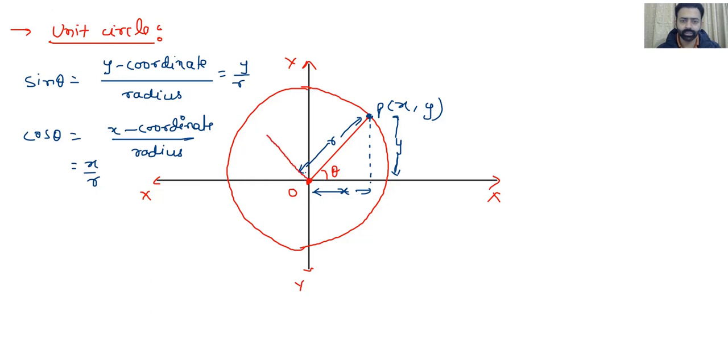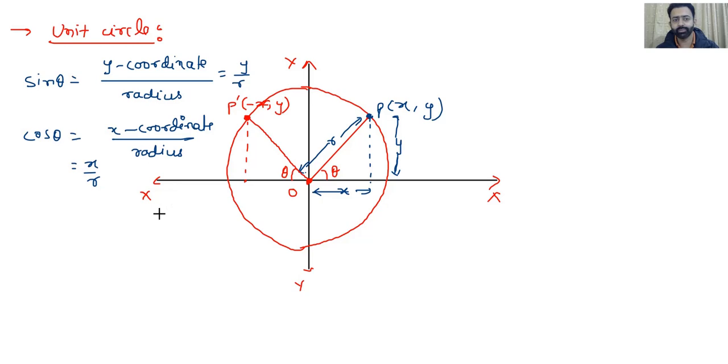This theta is in the second quadrant, so this point will be just a mirror reflection about the y-axis, right? And this angle will also be equal to theta. So now in this triangle, let us say I am calling this point p dash. The magnitude of its coordinates will remain the same, x and y, but since it is in the second quadrant, x becomes negative. So I am taking this coordinate as minus x comma y.